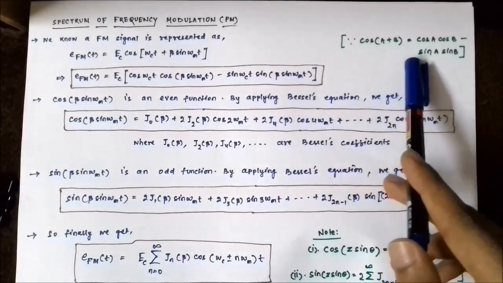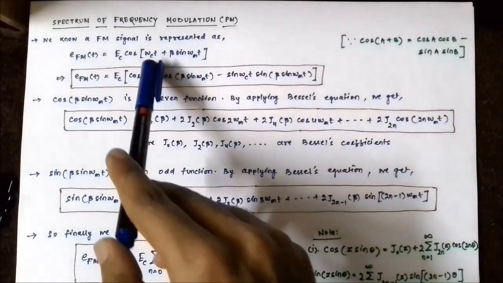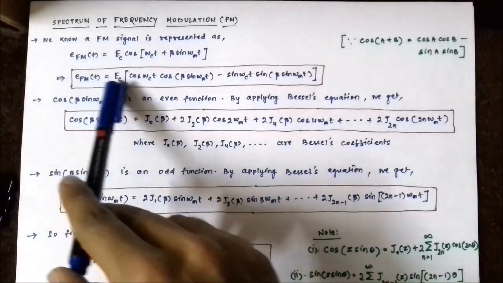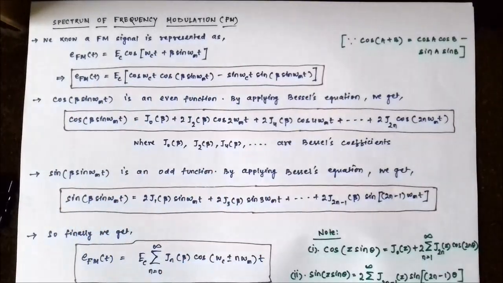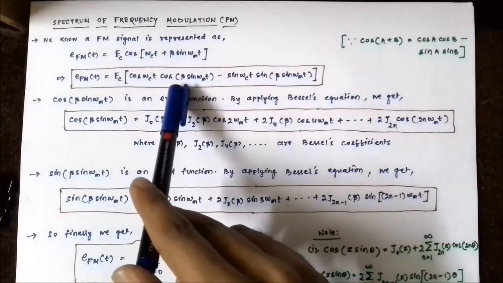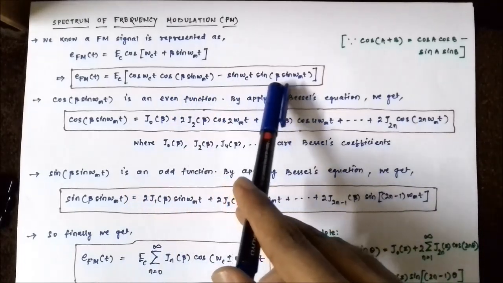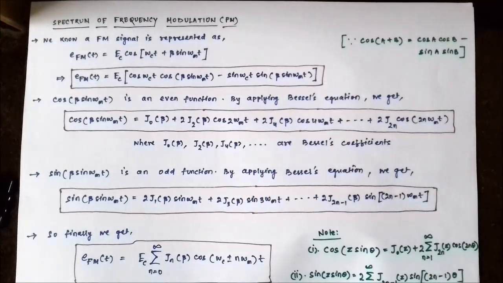Okay, cos(a plus b) is equal to cos a cos b minus sin a sin b. This trigonometric identity we applied here, so we got this expression. Now there are two interesting things involved in this expression. First is this part, cos(beta sin omega_m t), and second is this part, sin(beta sin omega_m t). These two parts are represented by applying Bessel's equation.